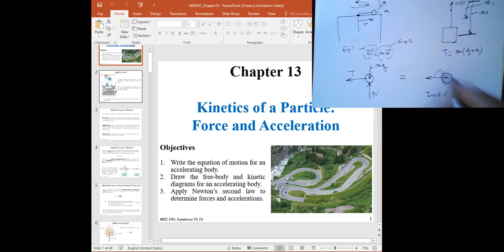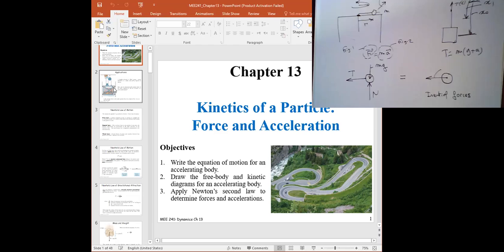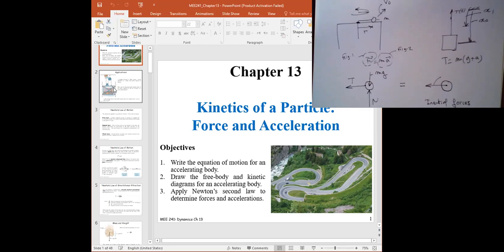So this guy is going to be equal to what? What is the value of this vector? MAN. What is AN? In this case, V squared over R. Exactly, so V0 squared over R. MV0 squared over R, exactly. If I have AT, where should I put AT on this diagram?